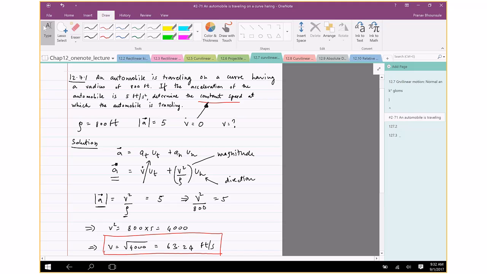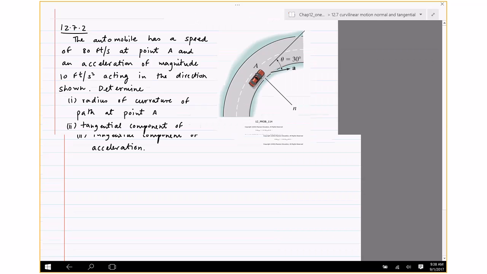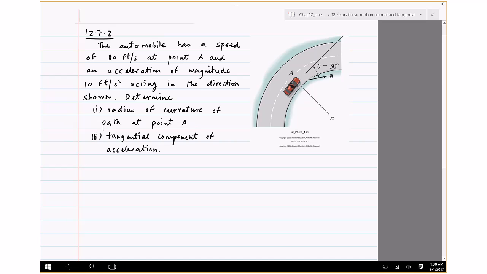Any other questions? So an automobile has a speed of 80 feet per second. When you're given the speed, it means you're given v, it's 80 at a point A, and an acceleration of magnitude 10. So the magnitude of A is 10, acting in the direction shown. The acceleration is 30 degrees to what I would call the tangential direction. The first question is find the radius of curvature at point A and find the tangential component of acceleration.